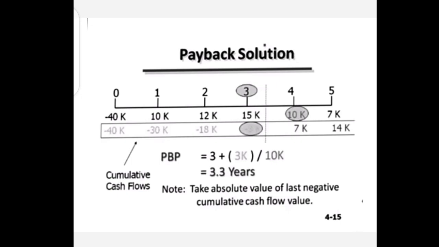So remember what we will do, we will find the cumulative cash flows, and this is the same project: 10,000 in the first year, 12,000 in the second year, 15,000 in the third year, 10,000 in the fourth year, and in the fifth year we are getting 7,000. So if you find the sum of these years, you will come to the end of the fourth year that you will recover the 14,000 investment. So the payback period will be 3.3 years. So how did we come to this answer?